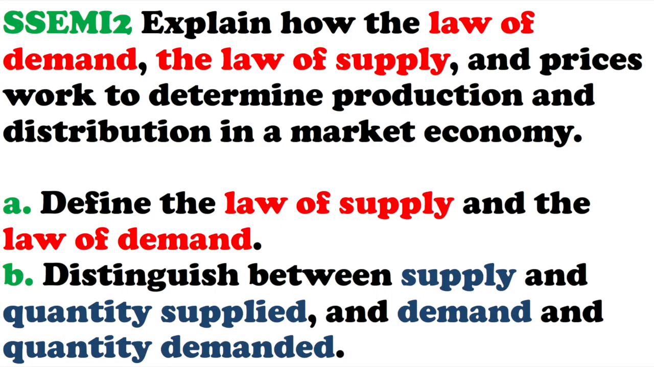They determine what is produced. They determine how it's going to be sent out. They determine what the prices are ultimately going to be. The law of supply and the law of demand is the end all in terms of what's being produced within a market economy and what the cost is in a market economy.